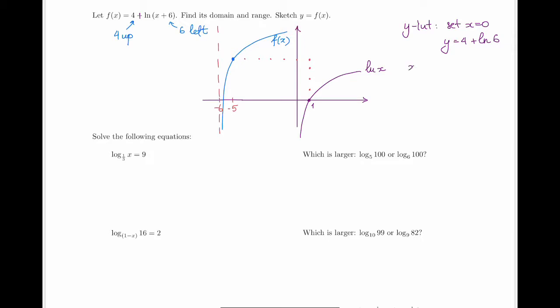For the x-intercept, I need to set y to be 0, and so I'm going to get 4 plus natural logarithm of x plus 6 equals 0. And now I am faced with a little bit of a dilemma because I don't really know how to get this x from inside of the logarithm just yet.